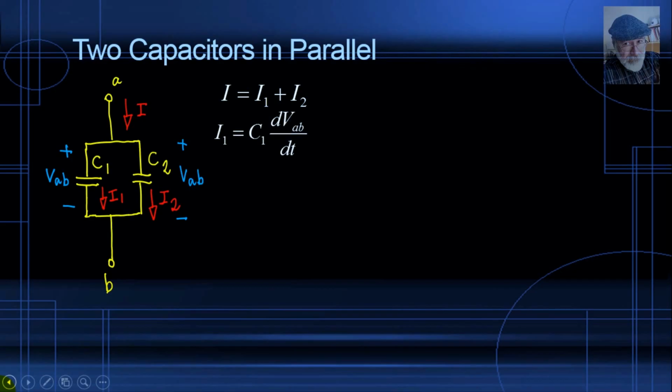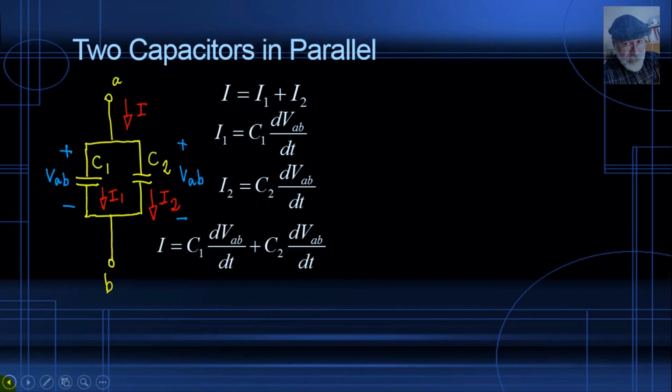That is the current I1: C1 dV/dt. What voltage? VAB, the voltage in the capacitor. And something similar can be said about capacitor 2. Substitute that in the KCL equation on the top, and this is what you have. You know what I'm going to do? Factor out dV/dt, like this.